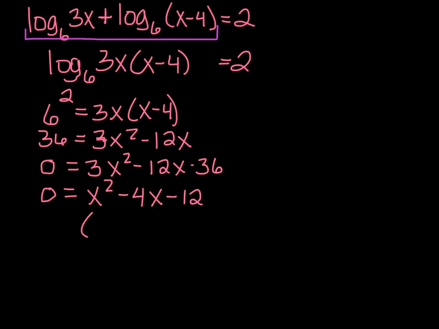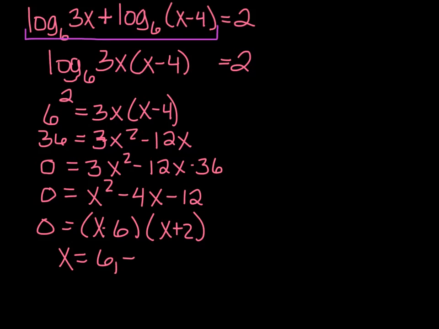And then factor that down. Factors of negative 12 that add to negative 4 are going to be negative 6 and positive 2. Equals 0. X equals 6 and negative 2.